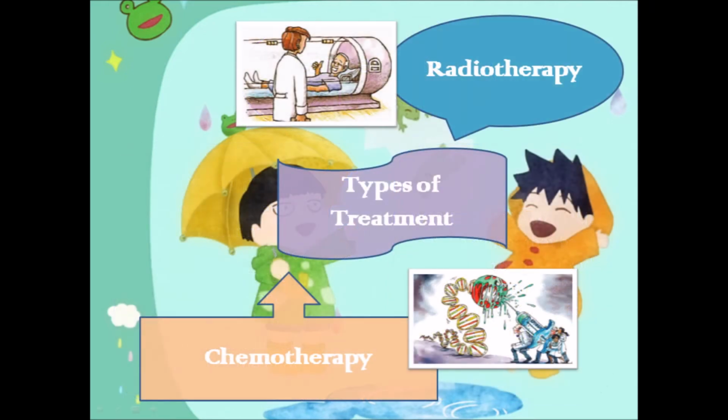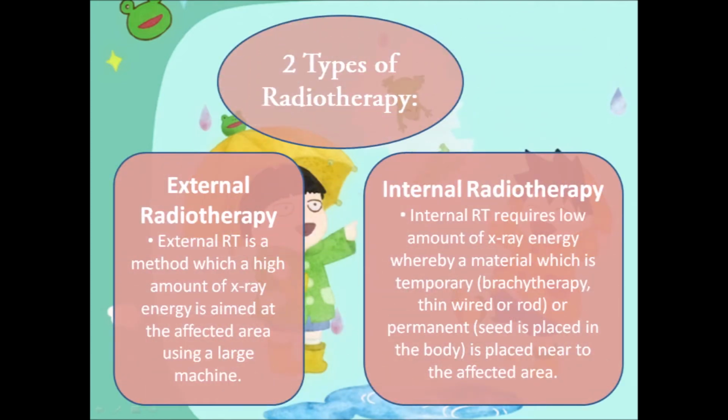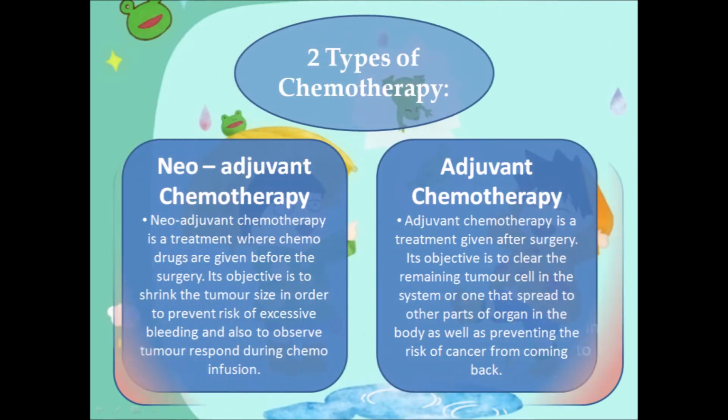The common treatments for cancer patients are radiotherapy and chemotherapy. Radiotherapy has two types, external and internal radiotherapy. External radiotherapy is a method in which a high amount of X-ray energy is aimed at the affected area using a large machine, whereas the internal radiotherapy requires a low amount of X-ray energy, whereby a material which is temporary or permanent is placed near to the affected area.